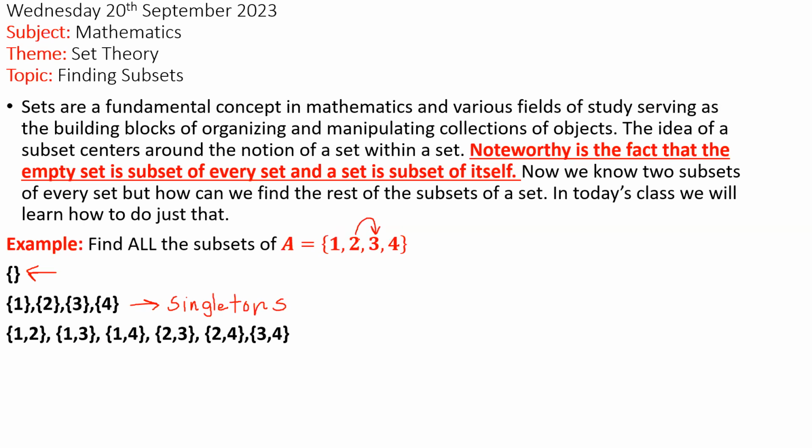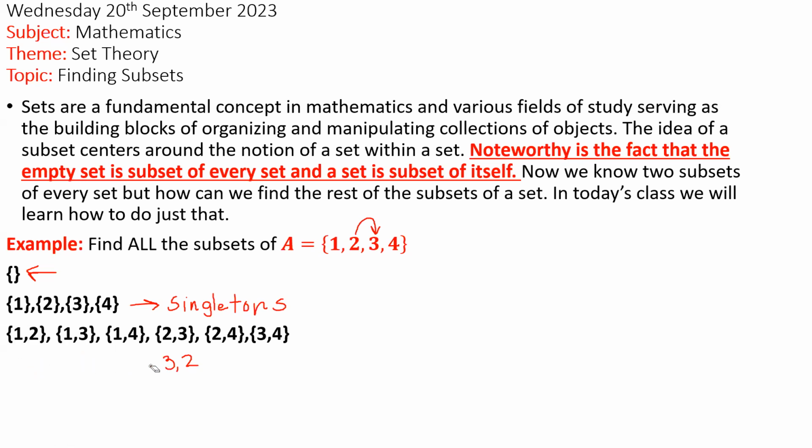By the way, 2, 1 is the same thing as 1, 2. And 3, 1 is the same thing as 1, 3. It doesn't matter the order. So these don't count. If I say 4, 1, it doesn't matter because I already have 1, 4. Even if I reverse them, that's not another subset. 3, 2 is not another subset because I already have 2, 3. So we can't put that there.